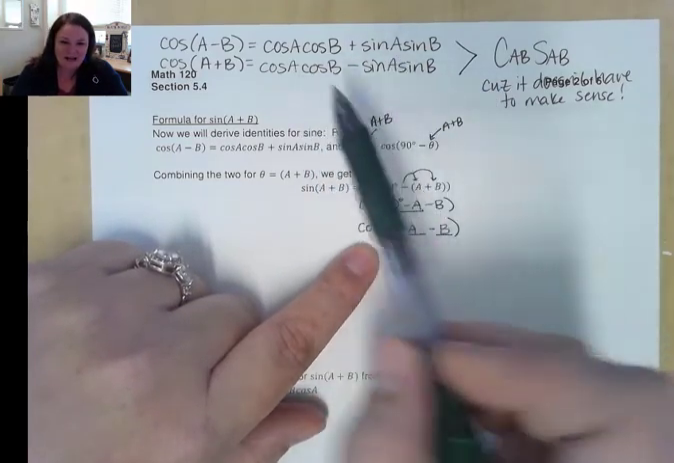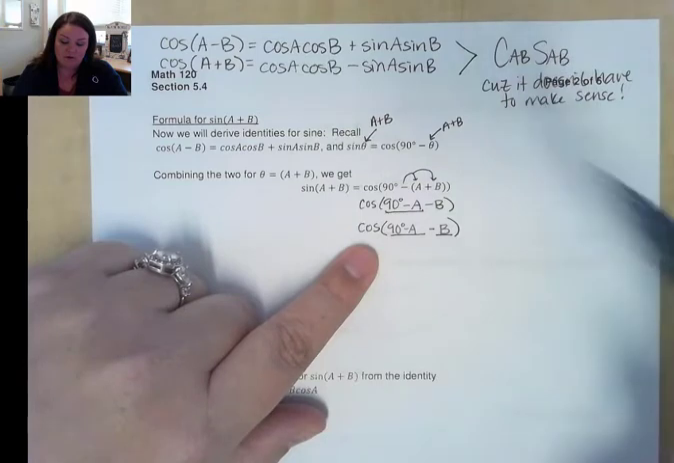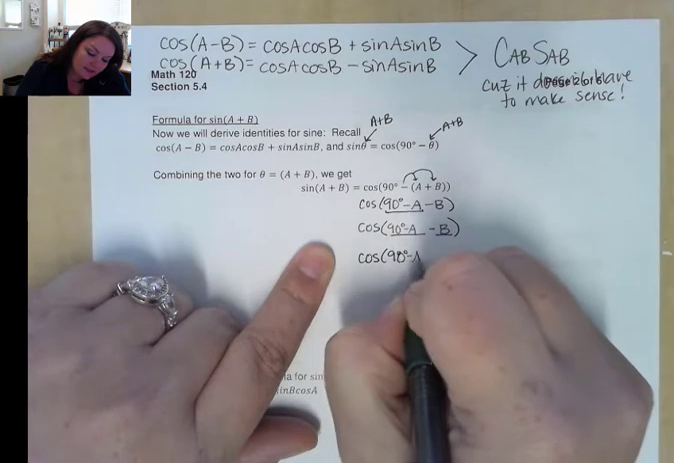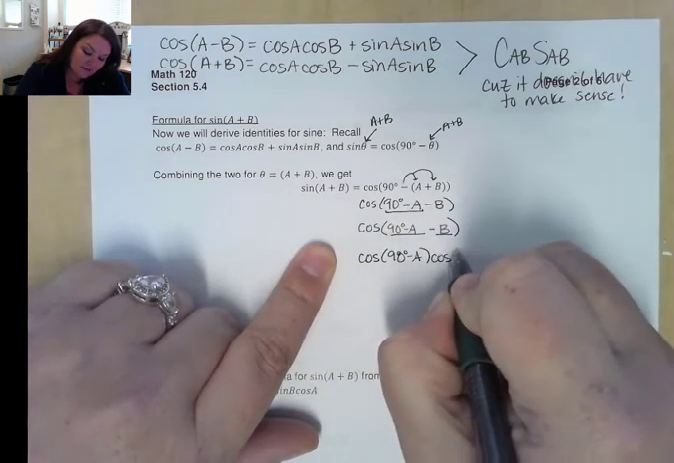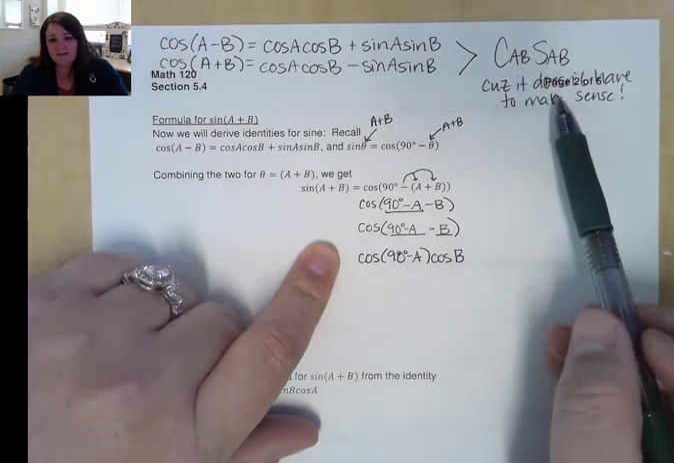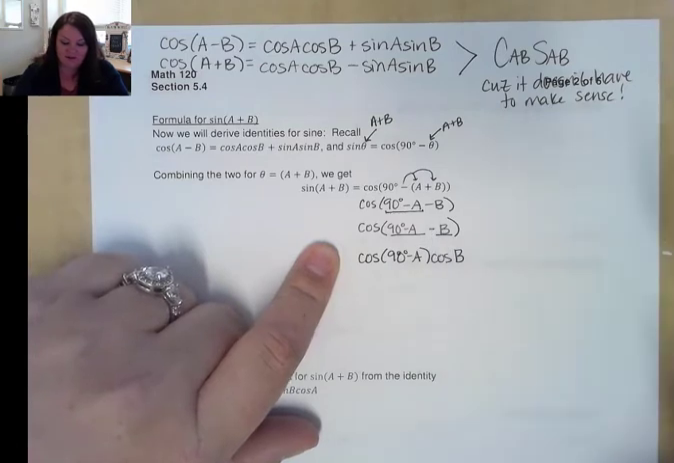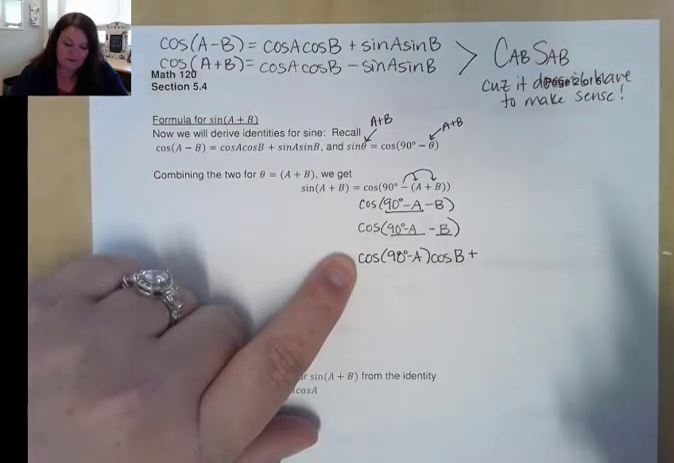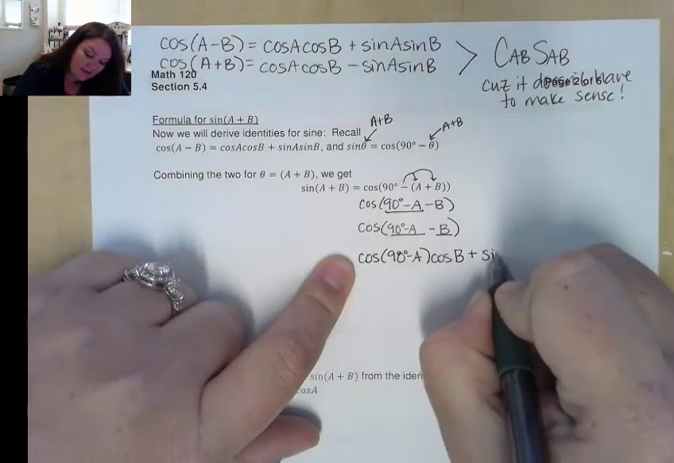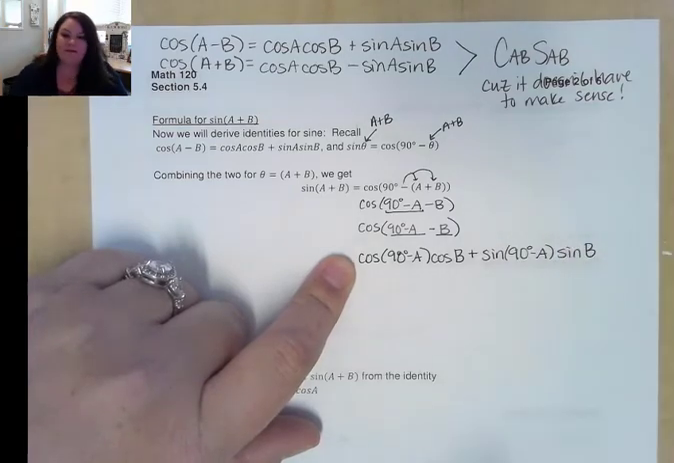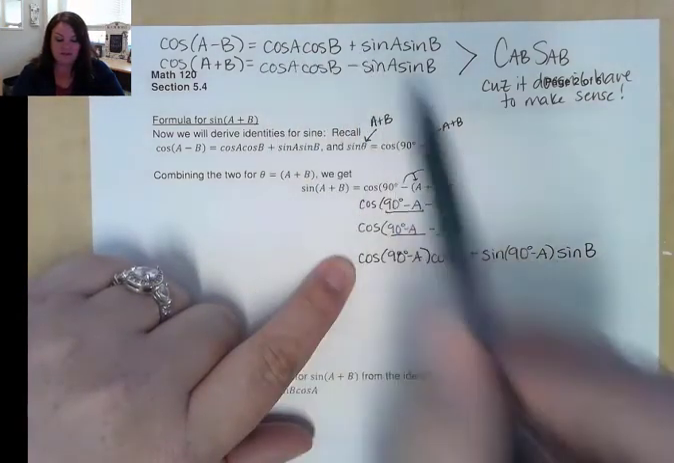cab-sab, right? Cab-sab. I do cosine of the first and second angle. So this is going to be cosine of 90 degrees minus a, and cosine of b. So that was the cab part of it. Since it's a subtraction, we know it turns into an addition of terms. So this was the cab part. Cab, now we need to do sab, which is the sine of the first and the second. So we're going to do the sine of 90 degrees minus a and the sine of b. Okay, so just using this identity to plug those in.